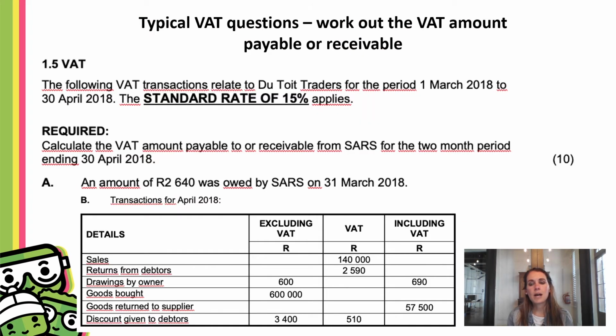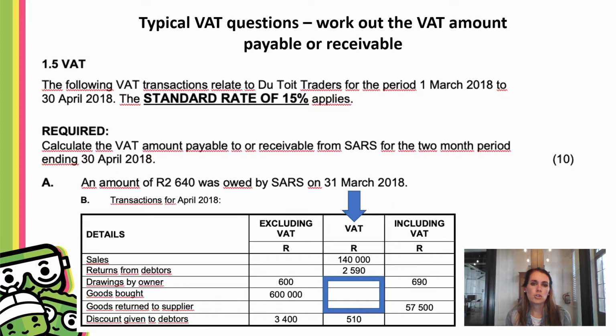So this is now a typical VAT question. We need to work out the VAT amount payable or receivable. I've been through a lot of papers and it all looks like this. You will have to be able to identify from the transactions that I've given you what will be output VAT and what will be input VAT. But before we get there, let's just quickly look at the VAT column because that's what we need. We need the VAT amounts.